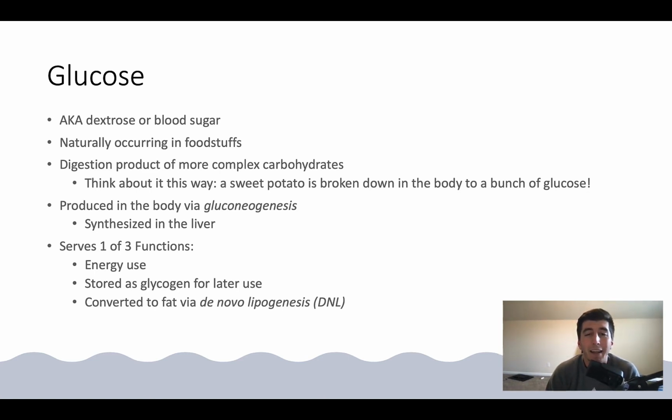So it's going to be the most common monosaccharide inside of our body. It is naturally occurring in foodstuffs. It's already there. It is essentially this massive digestion product. If you eat a potato, we're going to break it down all the way into monosaccharides. A large proportion of that's going to be glucose. So we're going to break everything down as much as we can into glucose.